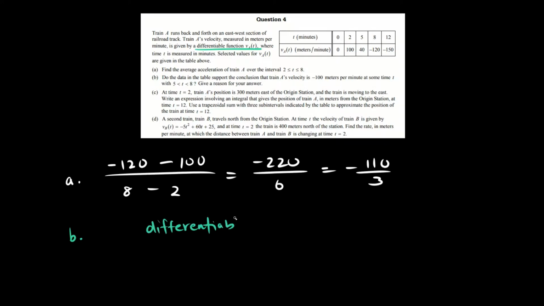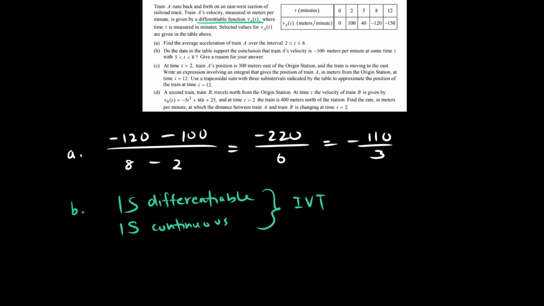It is differentiable and is continuous. So we can use the intermediate value theorem. So we know that VA of t is going to take on every value between VA of 5 and VA of 8. And let me clean that up just a bit.